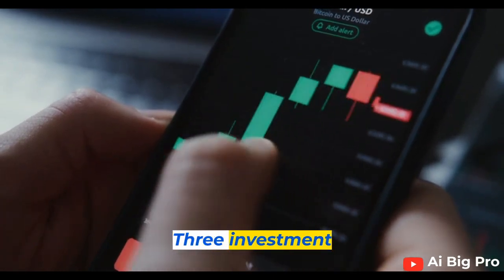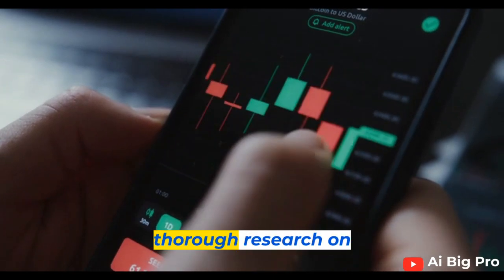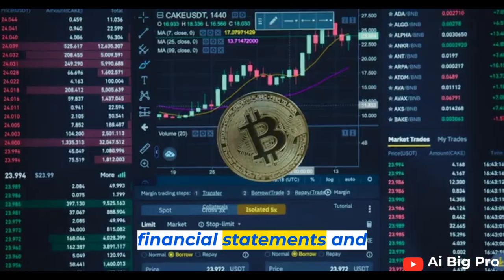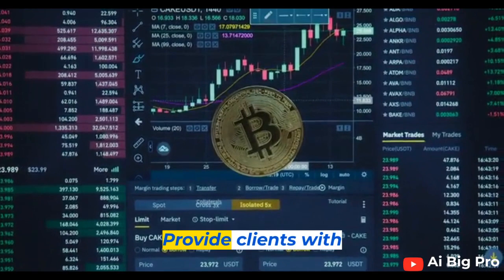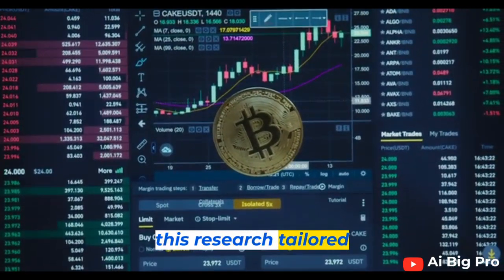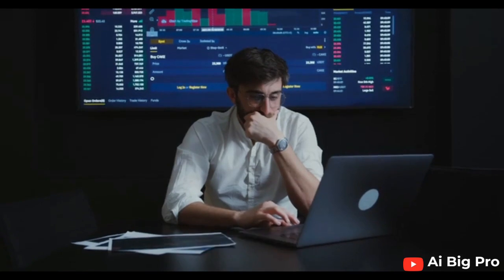3. Investment research. Conduct thorough research on investment opportunities, including market analysis, financial statements, and industry trends. Provide clients with insights and recommendations based on this research, tailored to their investment goals and risk tolerance.